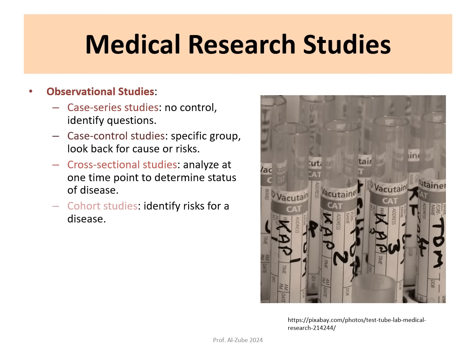We can have something called cross-sectional studies, where we analyze at one time point to determine the status of disease. So you can say, well, for a specific group of people at the age of 30, we would like to find out or measure a specific parameter. So that's called cross-sectional studies.